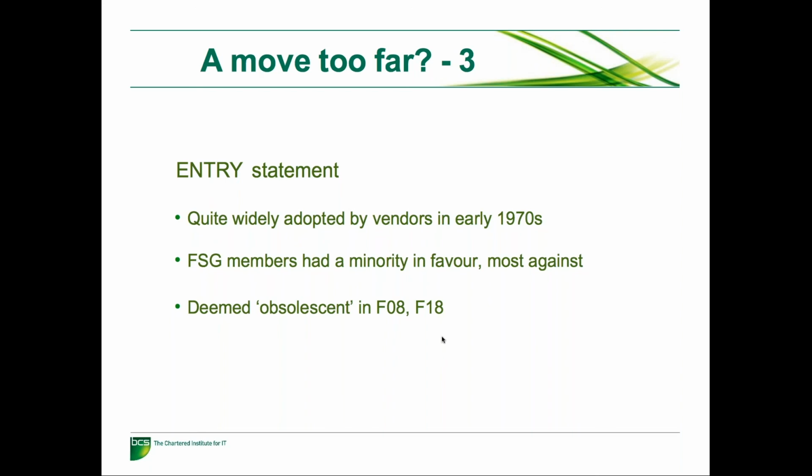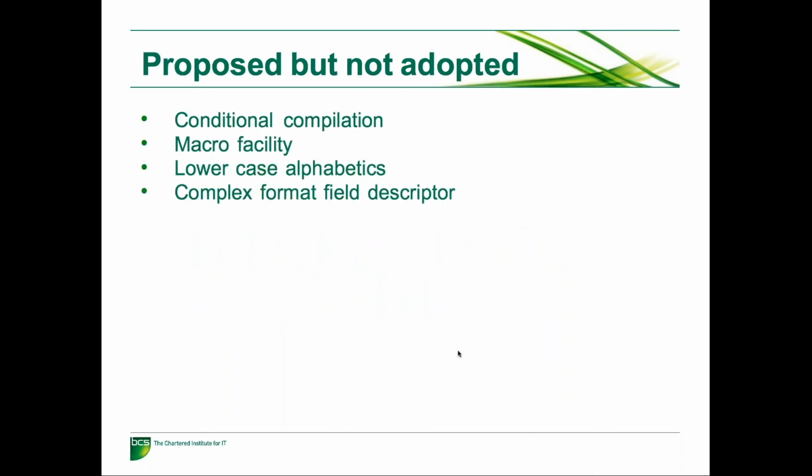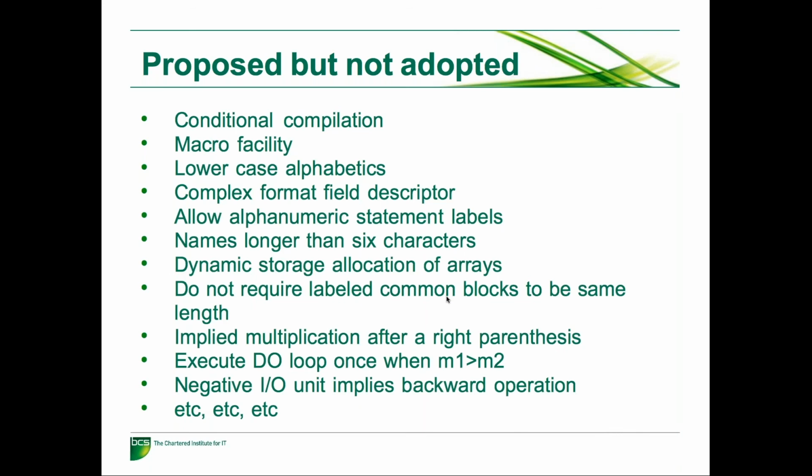Meanwhile, for Fortran 77, there is a huge list of things which were proposed and not adopted. Conditional compilation was asked for then, and it hung around for quite a long time before finally being adopted and then dropped again. Macros were never adopted. Lowercase alphabetics were not adopted simply because the hardware was not generally available to support it. Then the complex format field description, and alphanumeric statement labels, which would have caused chaos in parsing. Names longer than 6 characters did eventually get in.